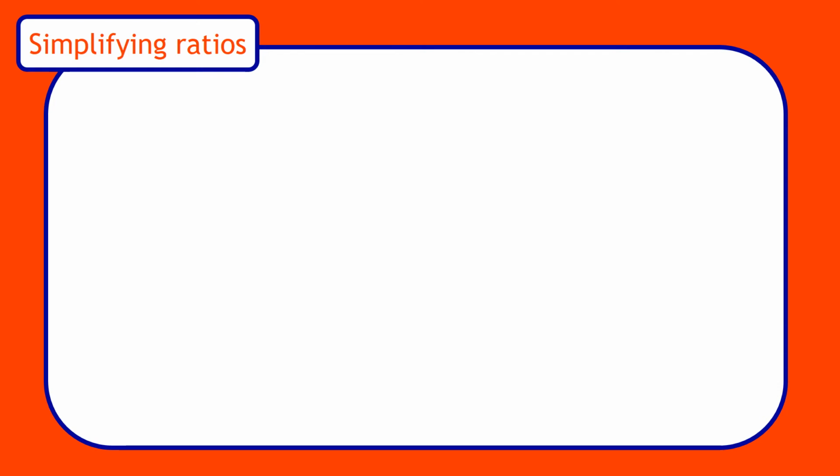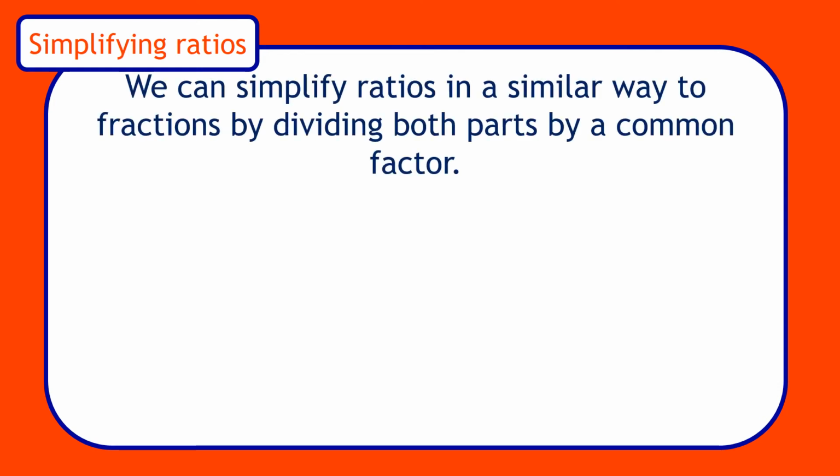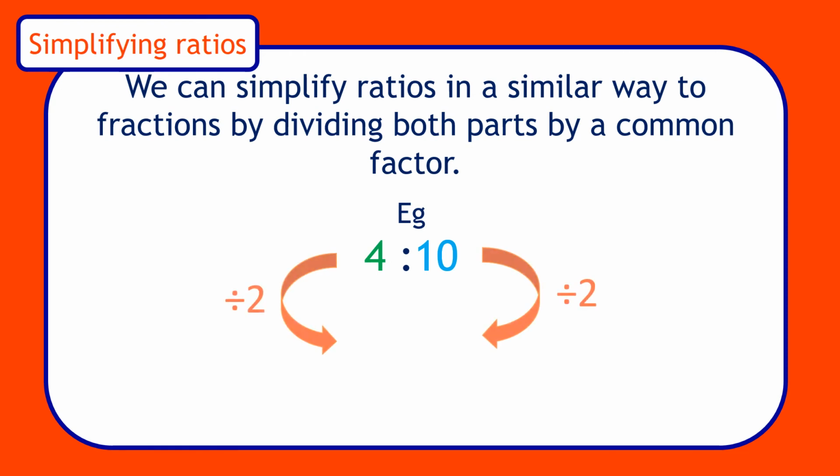So we can simplify ratios in a similar way to fractions by dividing both parts by a common factor, something that divides into both of them. So in this example, if we have a look at 4 and 10, we know that 2 divides into both of those. So 4 to 10, if we divide both of those by 2, simplifies to 2 to 5.